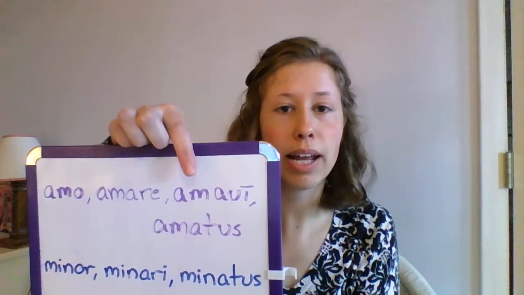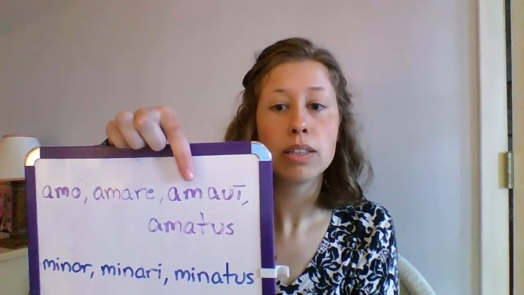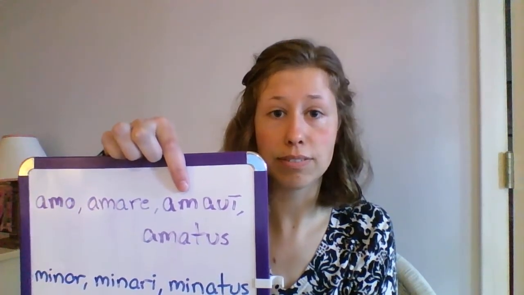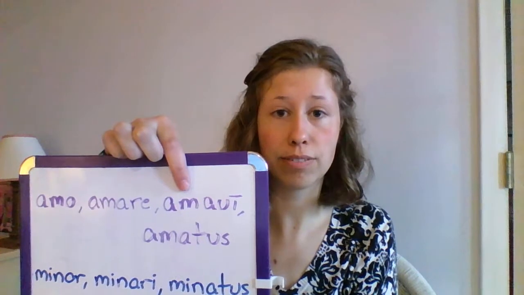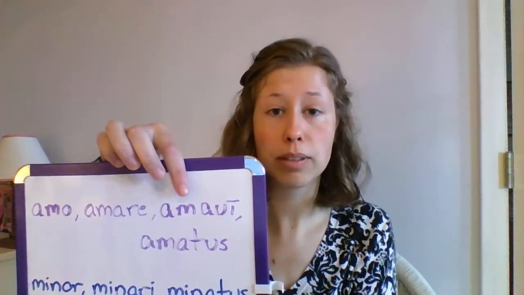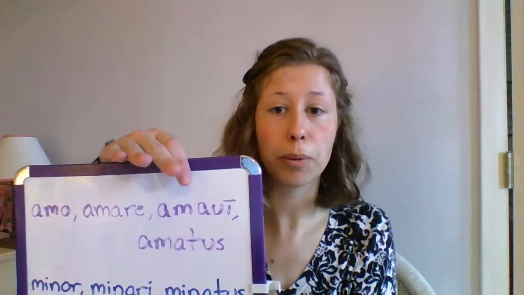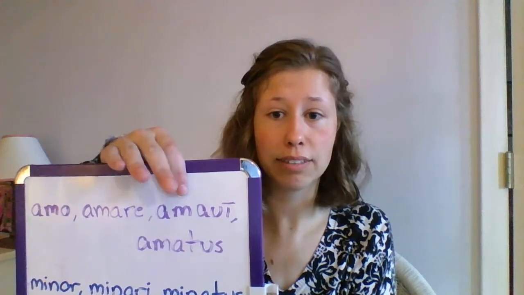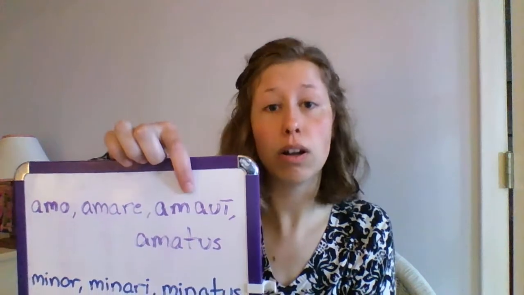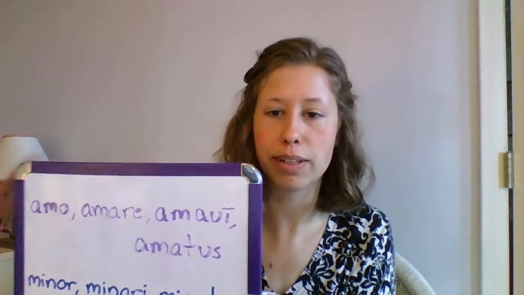Okay, so then we have amavi, which is our perfect form. So this third principal part gives every form of the perfect active and also the pluperfect active. So just perfect and pluperfect active, both subjunctive and regular indicative. So perfect, pluperfect, active come from this third principal part. The perfect infinitive also comes from this third principal part, perfect active indicative to be specific.